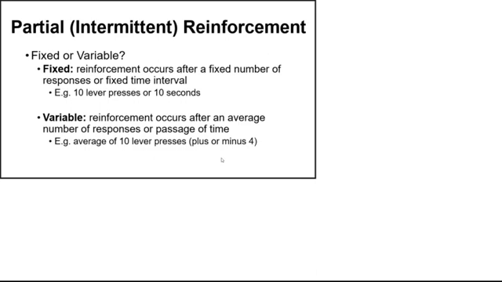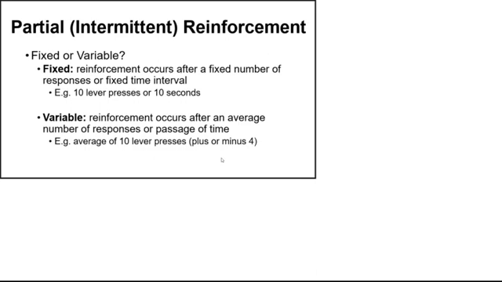So if we have a fixed schedule of reinforcement, then we're saying that reinforcement is going to occur after an exact number of trials or an exact number of responses, or after an exact amount of time has passed. So with our rats in an operant box, every 10th lever press gets food, or the first time they press the lever after 10 seconds has elapsed. Those would both be fixed schedules of reinforcement, because we know after 10 seconds, you can get that reinforcement, or after 10 presses, you get that reinforcement. There's sort of a hard line there.